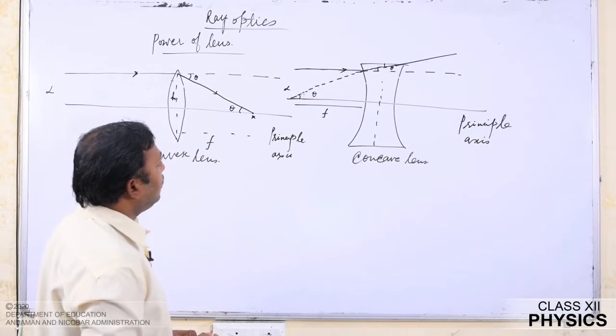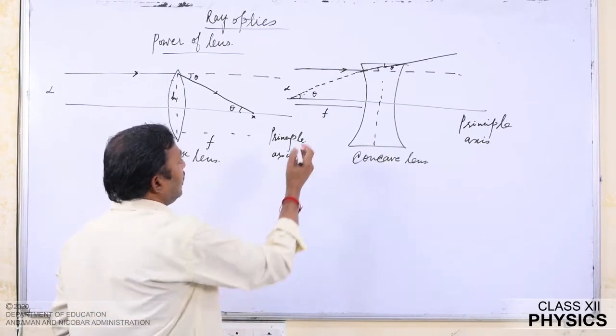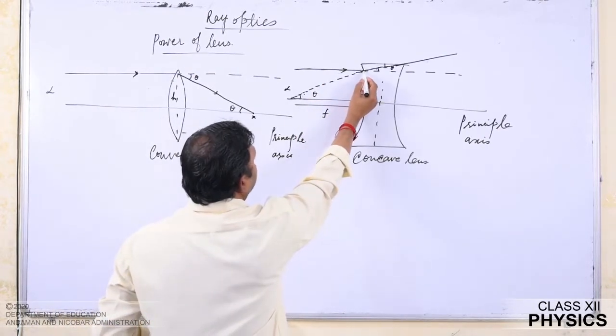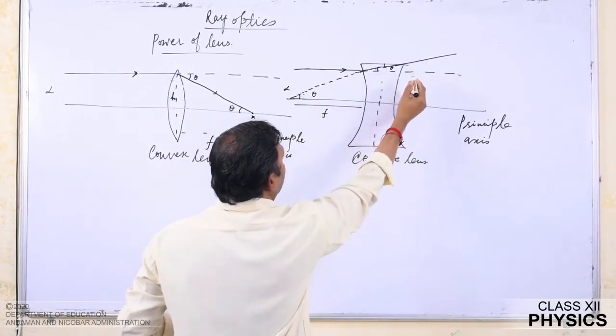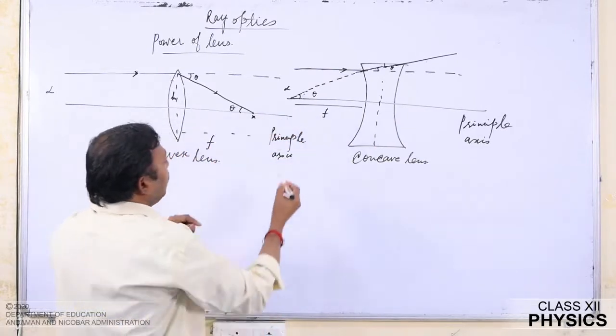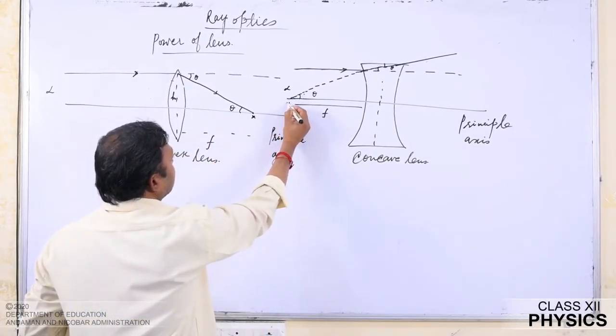Similarly, in the case of a concave lens, a parallel beam comes from infinity and strikes the surface of the lens and it gets diverged. On producing it on the back side, we will get a virtual image at I.